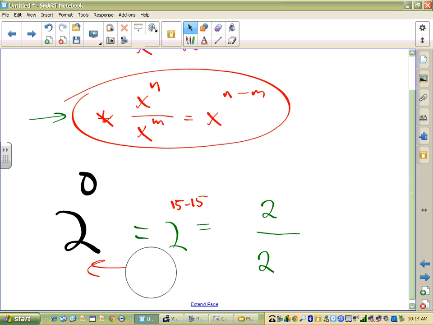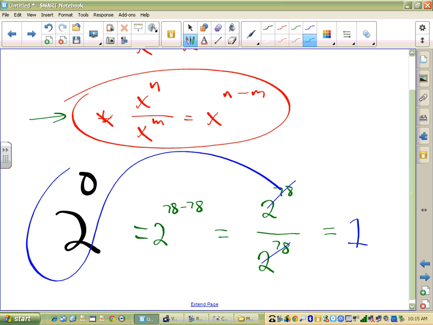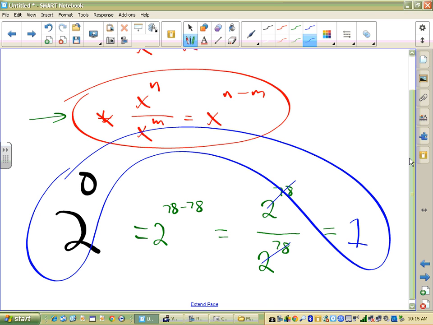Well, maybe you don't like 15. Maybe you want to make it 78, all right? So it's 2 to the 78 minus 78, right? Regardless of what it is, what we've got is something being divided by the exact same something. We have something divided by itself. And of course, we know that something divided by itself ends up equaling 1. And that's why any non-zero number to the power 0 equals 1.